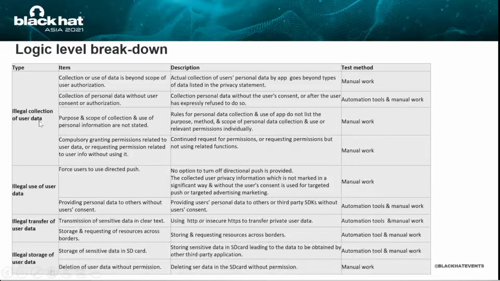So for example here, for the collection of user data, we break it down into 4 items. The first item is to collect and use data within the scope of user authorization. It will check whether the collection of user data by the applications goes beyond the data they list in the privacy policy. The same applies to other items, and I will leave it for your reading instead of looking through it one by one.